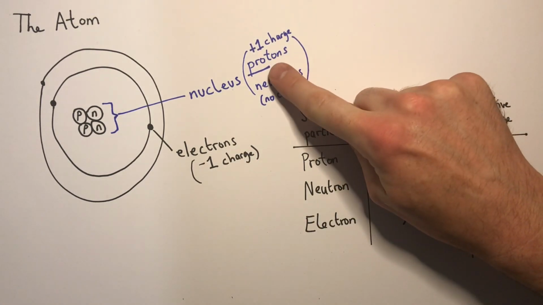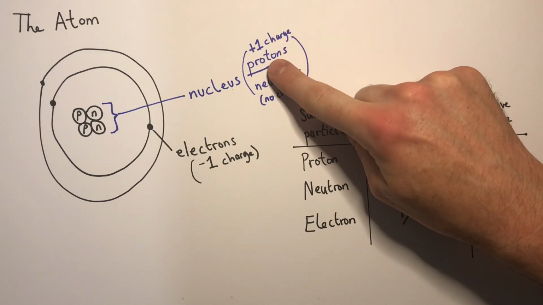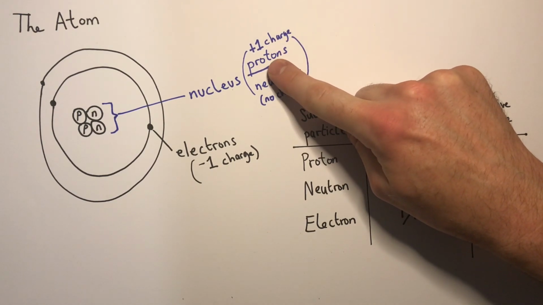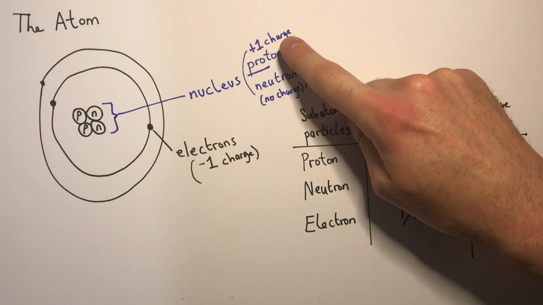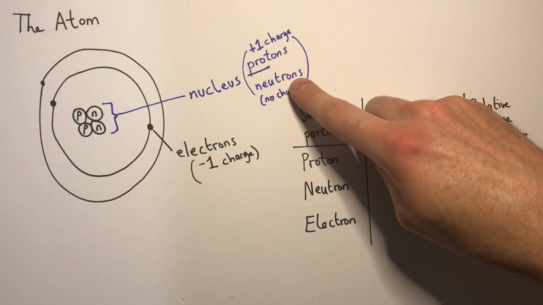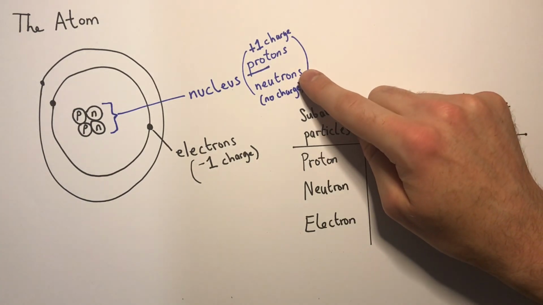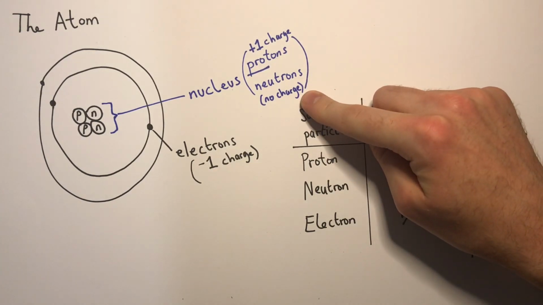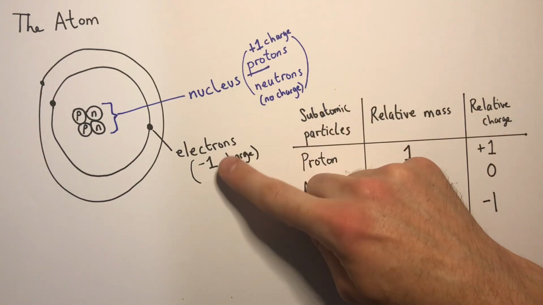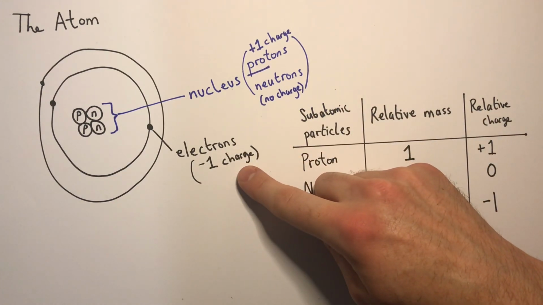Protons, I think of pro, if you're pro something, you're for something. So that helps me to remember that protons have a +1 charge. Neutrons, I think of as like neutral, as in neither positive or negative. So neutrons have no charge. Electrons have a -1 charge.